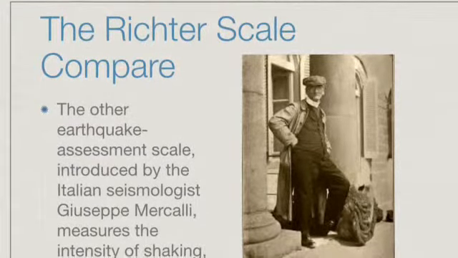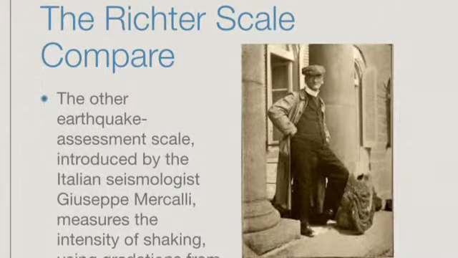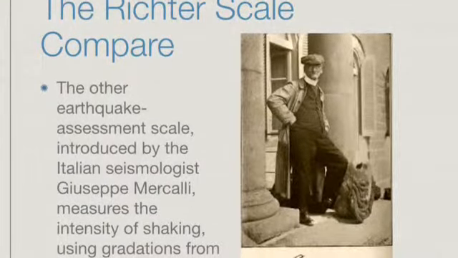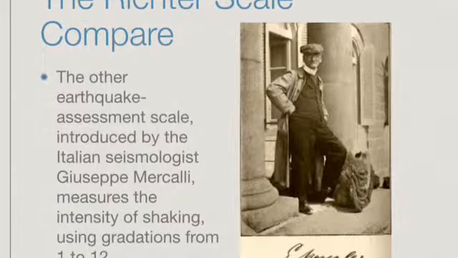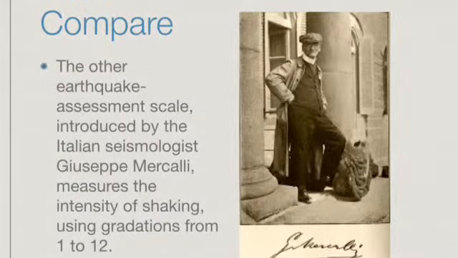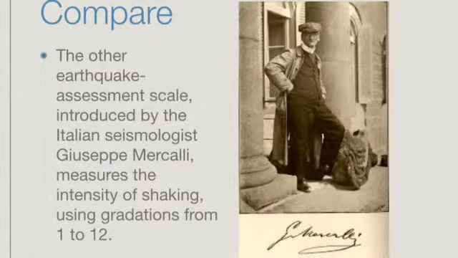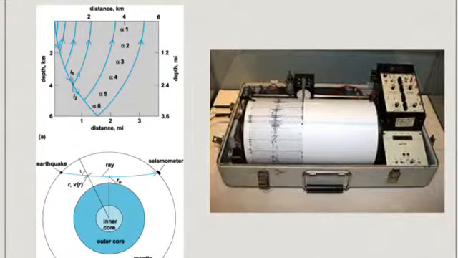Okay, the Richter scale comparison. The other earthquake assessment scale, introduced by the Italian seismologist Giuseppe Mercalli, measured the intensity of shaking using gradation from 1 to 12. Because the effect of such shaking varies with distance from the epicenter of the earthquake, the Mercalli rating depends on the site of the measurement.